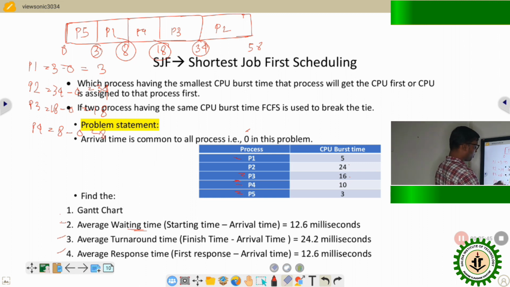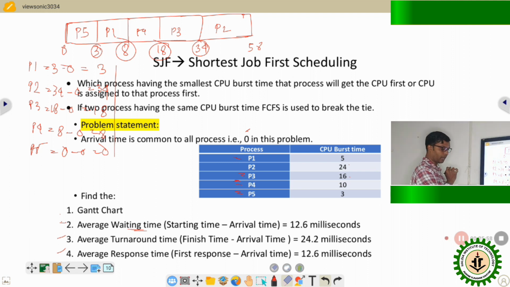Process, last one, which is process P5. Starting time 0, arrival time 0. So it is 0. If we add all those things and divide it by 5, you will get 20.6 milliseconds. The average turnaround time is finish time minus arrival time.